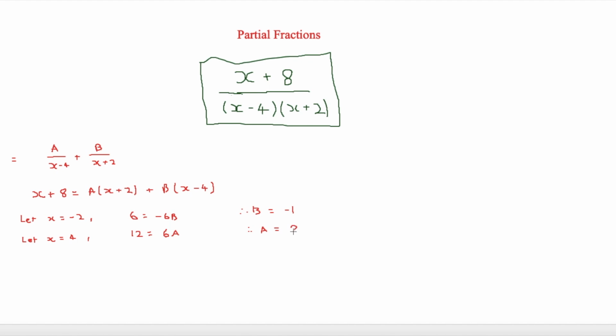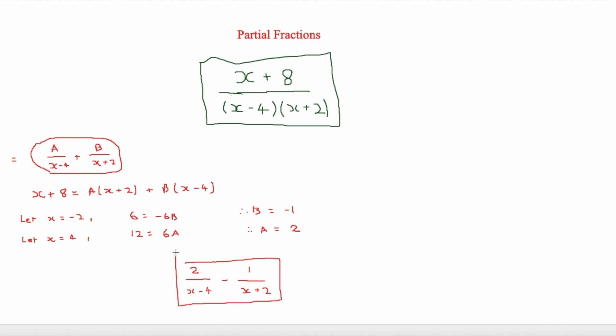So we've basically finished here. All we have to do now is sub these in. So then we have 2 over x minus 4, and we're just subbing A and B into our first expression here. So then A, and then we're going to do minus 1 over x plus 2. And that is our final answer once we split it all up.